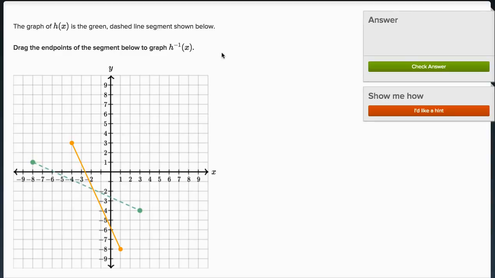And you see that. If you were to draw the line y equals x, these things, if you flipped it around the line y equals x, the green line, you would actually get the yellow line. This would flip over there, and this would flip over there. But either way, we're done. We have graphed h inverse of x.